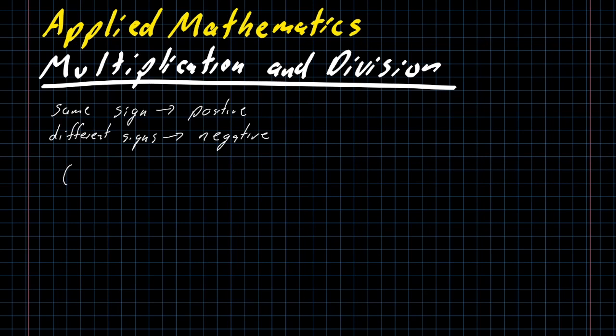Right. So if I have -3 times -4, well, 3 times 4 is 12. They're both negative, which is the same sign, which means the result is positive. If I have 4 times -3, 4 times 3 is still 12. The signs are different in this case, so the result comes out negative.